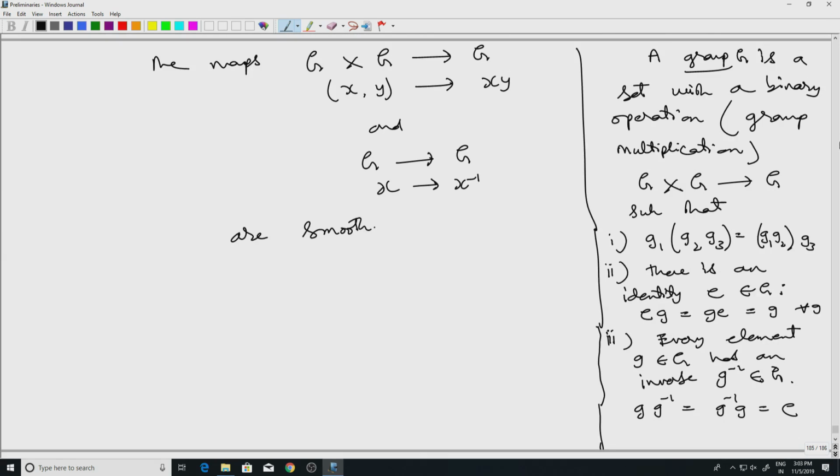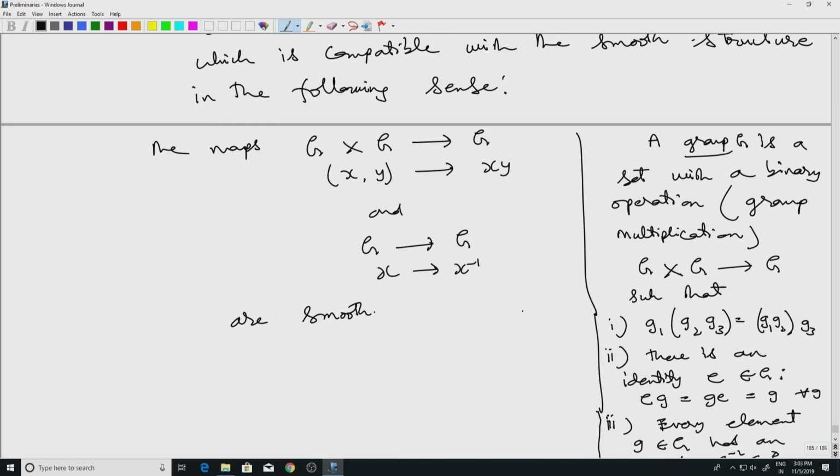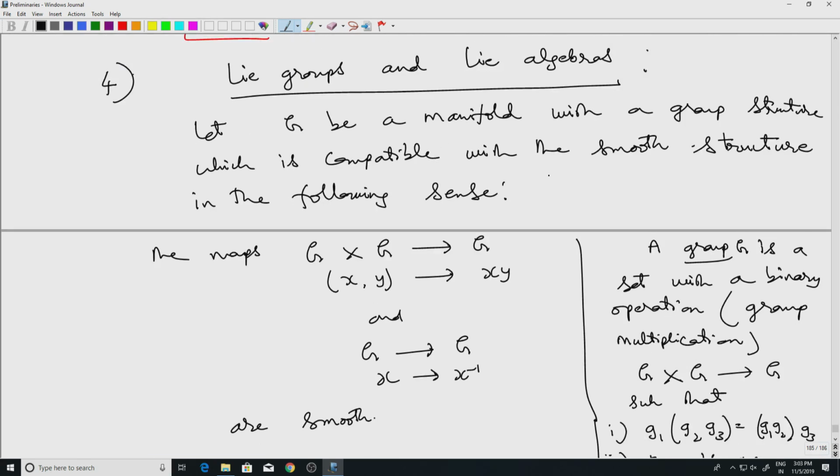a group, this G will be typically a finite set, say the group of permutations, etc. Now here it's definitely not going to be a finite set if the dimension of M is at least 1. So let G here be a manifold which has a group structure as well, which is compatible with the smooth structure. It's not that the group structure and the manifold structure should be completely independent. They should be related in the following sense, that the group multiplication and inversion operations are smooth maps. Here G cross G is regarded as a product manifold.